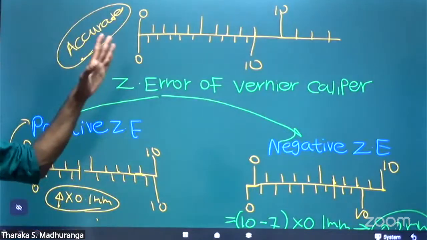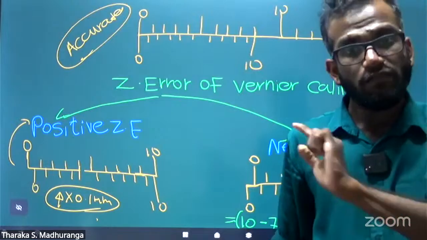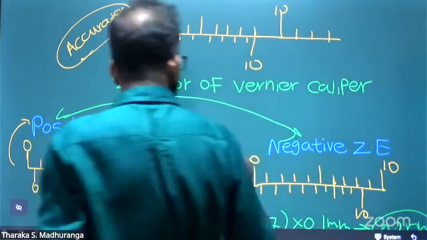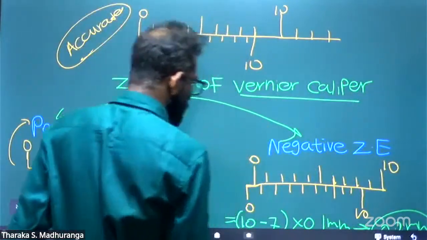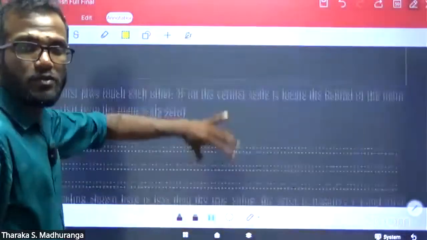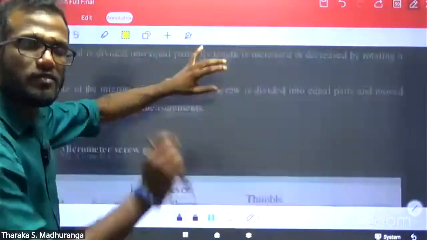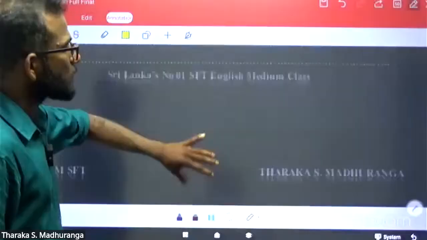I hope you have a full idea of the zero error of the vernier caliper. But now, what is the meaning of the zero error of the micrometer screw gauge? Same thing, but there is only a small difference.